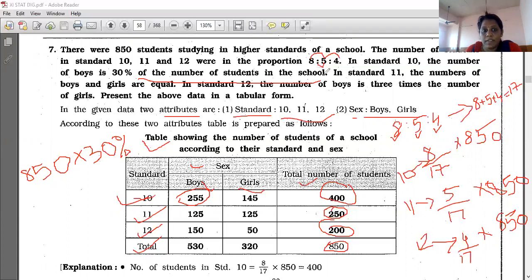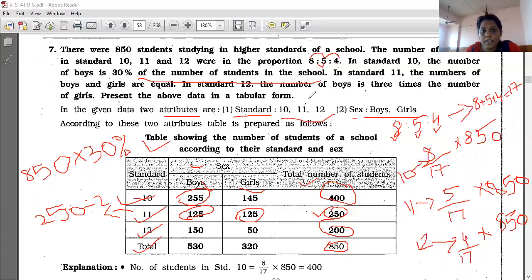Then in standard 11, the number of boys and girls are equal. Boys and girls are equal means the total is 250. So for the calculation, you have to do 250 divided by 2. Equal means there are only two groups, boys and girls, so divided by 2 we get 125 and 125, boys and girls of 11th standard.